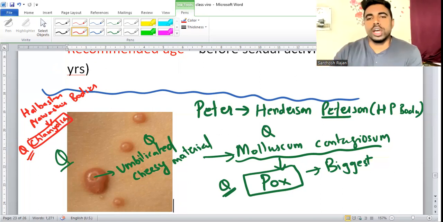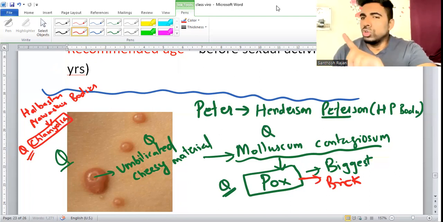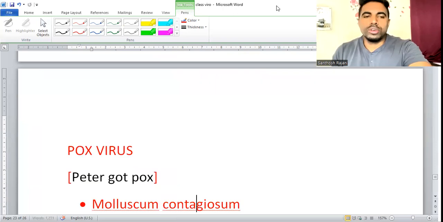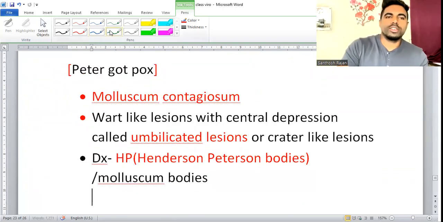Pox means box. And you know what the shape of the pox virus is? It is a big brick shape. Everything is a question. One question you can easily expect from this part. Pox virus is very interesting, easy, no mistakes. Molluscum contagiosum. Okay, that's it. So almost we have done. Peter got pox, the lesion, Henderson-Peterson body, everything. I've already discussed it, so I'm going to move to the next one.